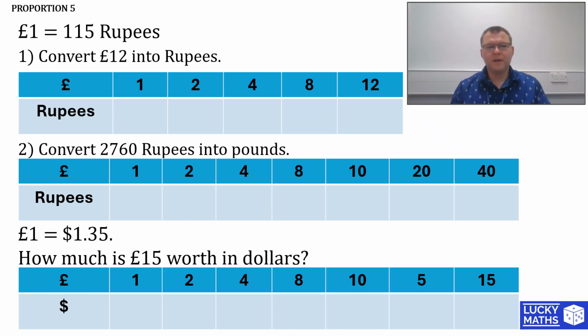So the first example, £1 equals 115 rupees. We're going to convert £12 into rupees, and then we're going to go the other way and convert 2,760 rupees into pounds. So £1 is worth 115 rupees. So typical kind of process here where I'm doubling. £2 would be worth 230. So £4 is going to be worth 460, and £8 is worth 920.